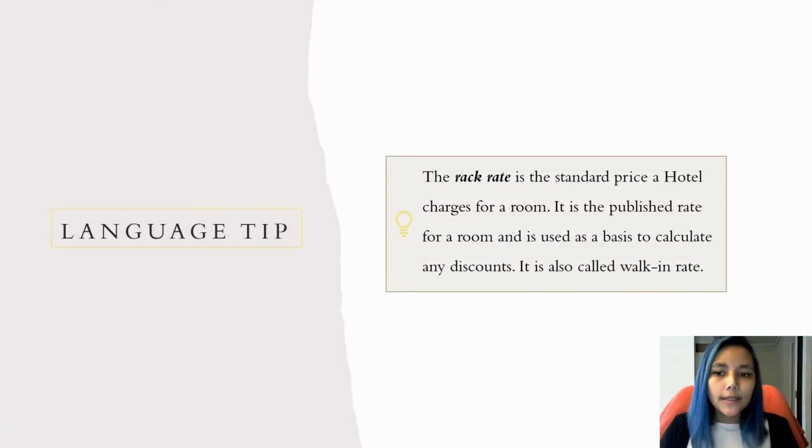The rack rate is the standard price a hotel charges for a room. La tarifa rack es el precio estándar que un hotel cobra por una habitación. It is the published rate for a room and is used as a basis to calculate any discounts. Es la tarifa publicada de una habitación y se usa como base para calcular cualquier descuento. It is also called walk-in rate. También se le llama tarifa walk-in.